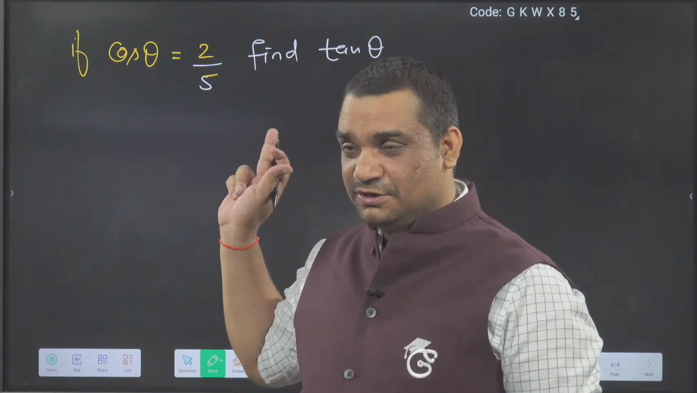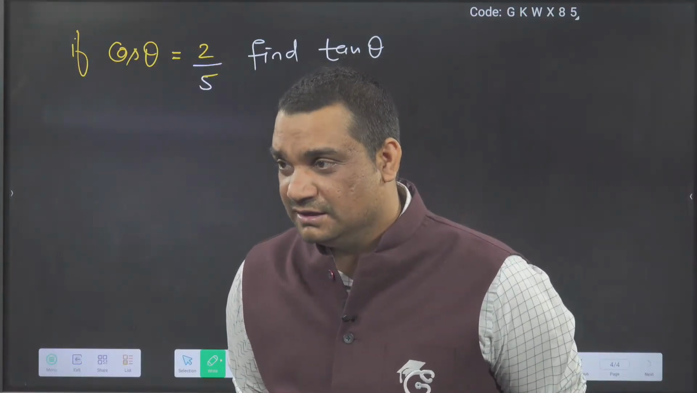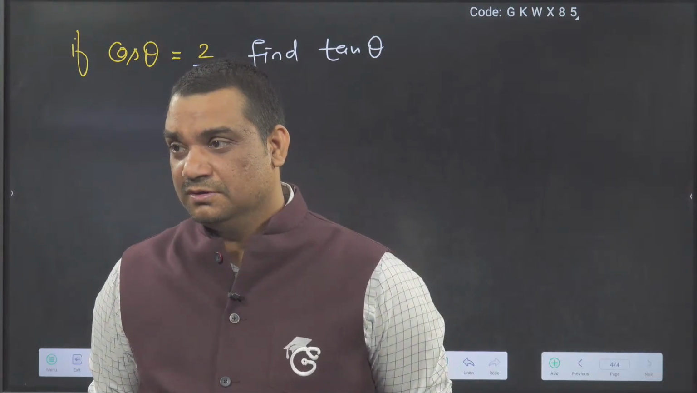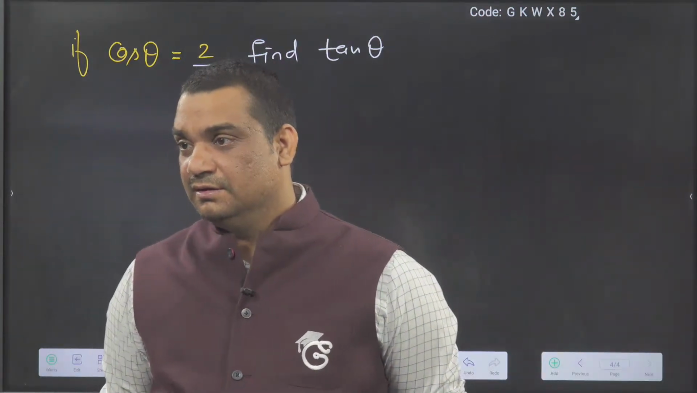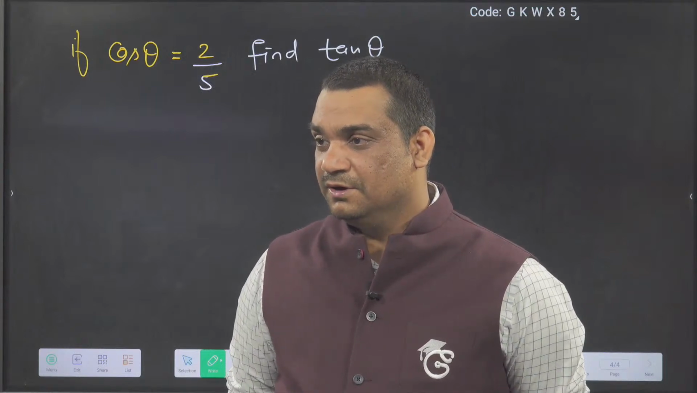But now in this question, first of all, cos theta is 2/5. You have to say tan theta. Root 21/2. Okay. So 2-3 people got the answer. What are the others doing?